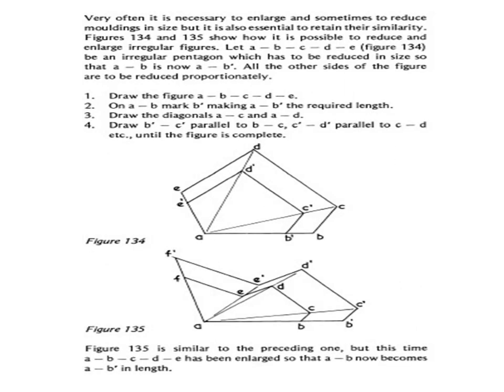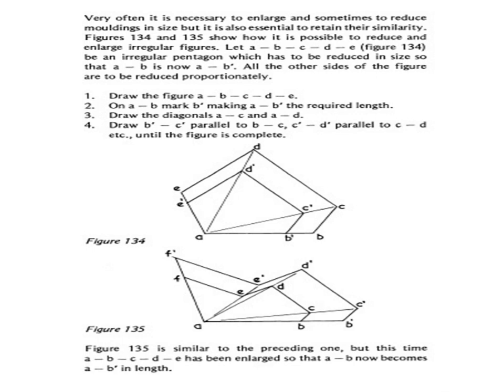Then in this particular slide we are going to see how to enlarge a figure. So it is essential to retain the similarity when the given figure is to be enlarged. Consider figure 134 which is shown. It is possible to reduce and enlarge an irregular figure. Let A, B, C, D, E be an irregular pentagon which has to be reduced in size, so that AB is now converted to AB dash. All the other sides of the figure are to be reduced proportionally.